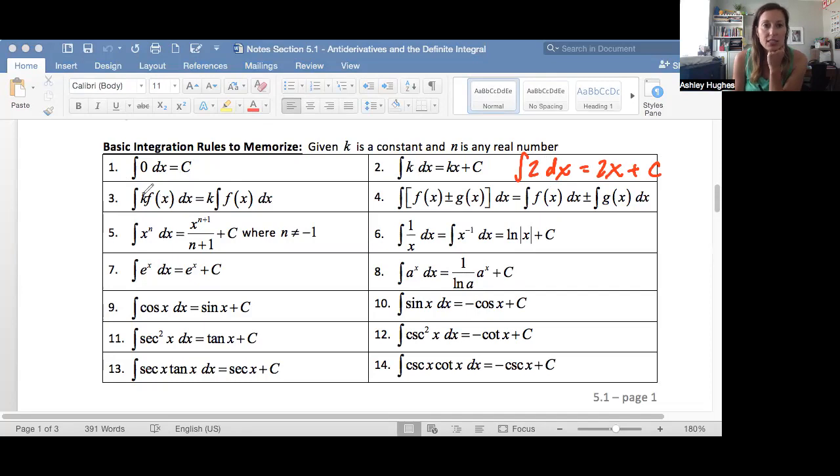The integral of a constant multiple: this is saying that you can pull out a multiple. This is saying that the integral of the sum or difference is the sum or difference of the integrals. This is the rule that we're going to spend the most time on. It's the power rule for integrating.